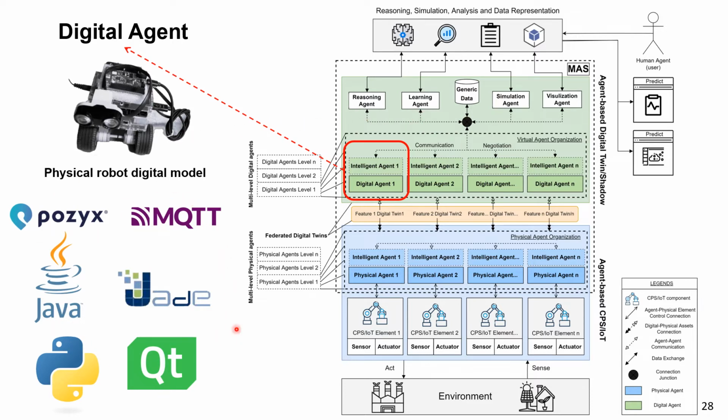And here are some of the technologies that have been used to deploy digital agents, such as Python and Qt for building a graphical user interface and having a visualization, and Jade has been used to deploy the agents and integrate them with the physical agents, and of course POSIX has been used to get the data from the ultra wideband tags, to have real-time data of the robot's coordinates.